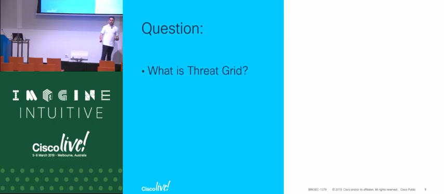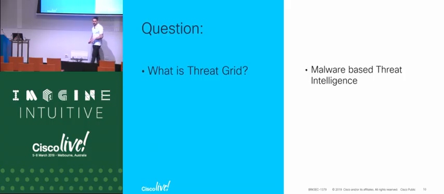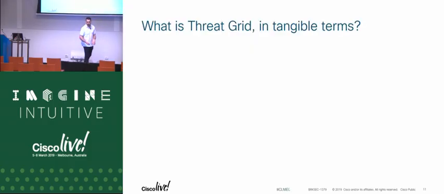All right, so what is ThreatGrid? Let's define what ThreatGrid actually is. ThreatGrid is malware-based threat intelligence, which is a lovely marketing phrase. It sounds great, but it's fairly nebulous. What does that mean? So let's define this in more tangible terms.